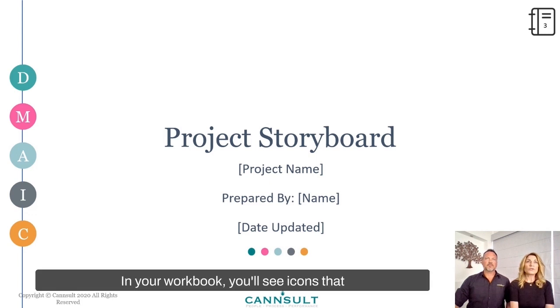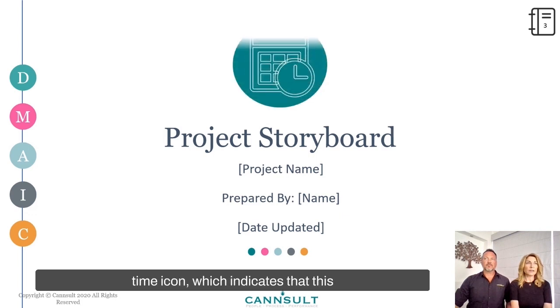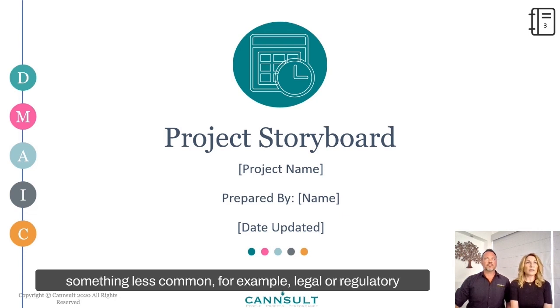In your workbook, you'll see icons that you can select from your cover. In this example, we're showing the time icon, which indicates that this project is focused on improving timeliness. Your other options are productivity, quality, costs, and safety. Of course, if your project is focused on something less common, for example, legal or regulatory compliance, you can always use a different icon.